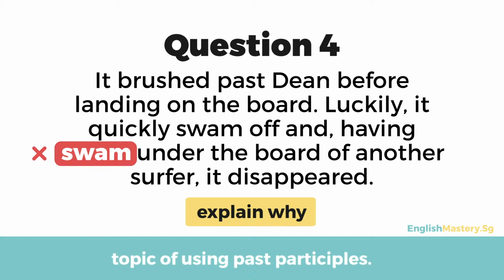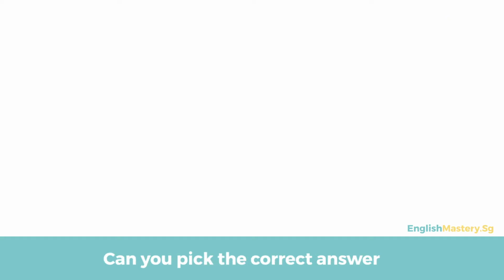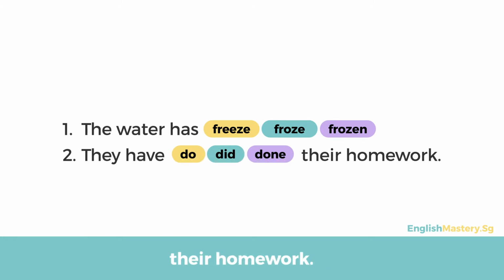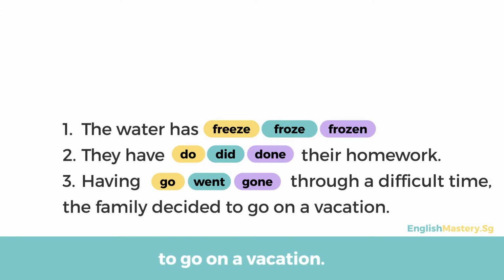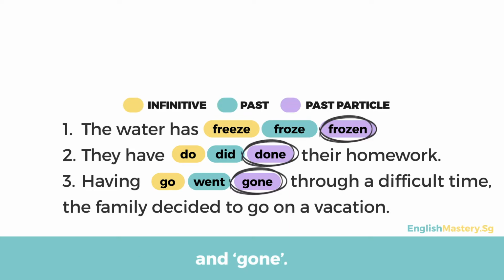This brings us to the topic of using past participles. Can you pick the correct answer in the sentences below? The water has freeze, froze, or frozen. They have do, did, or done their homework. Having went or gone through a difficult time, the family decided to go on a vacation. And the answers are frozen, done, and gone.